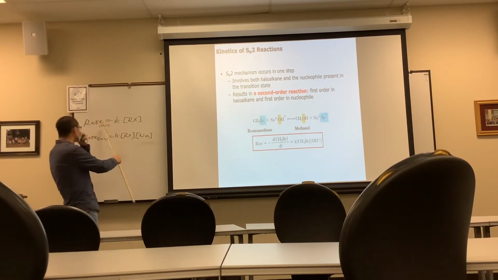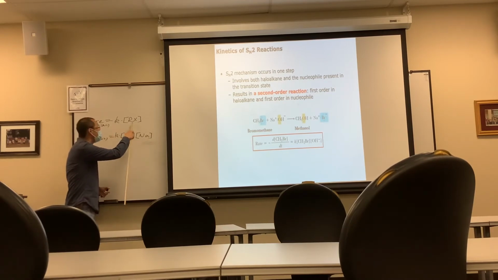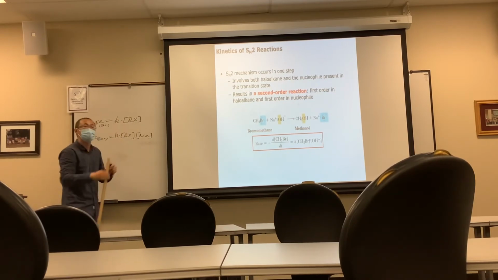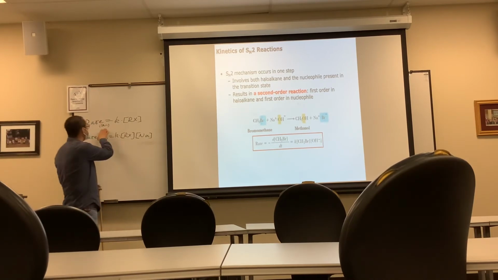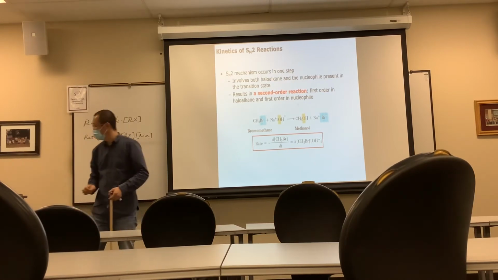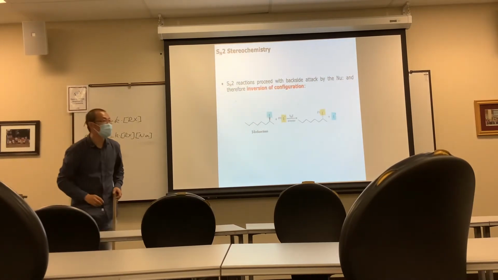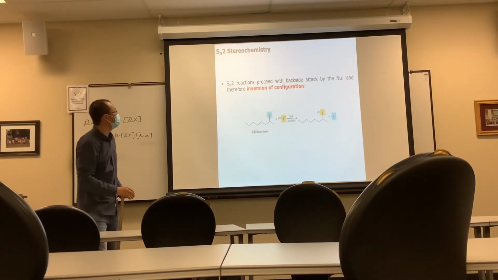But for SN1, because only RX is involved in the rate determining step, then the rate only depends on the concentration of RX. Again, brackets stand for concentration. Nucleophile concentration does not affect the rate of what? SN1. Because in the rate determining step, there's no nucleophile involved. That's kinetics. Make sense?